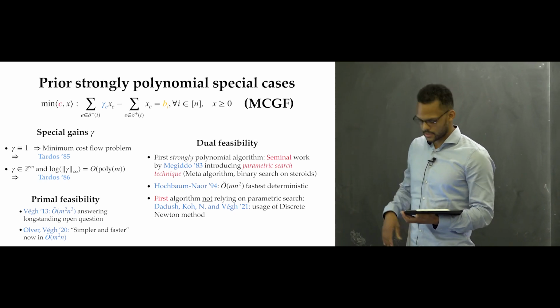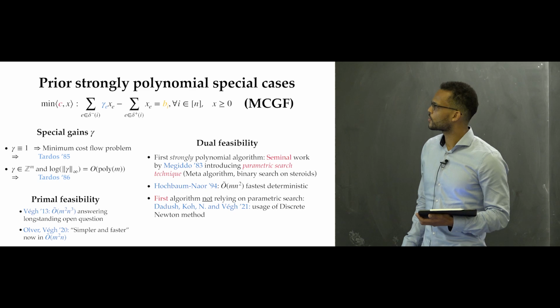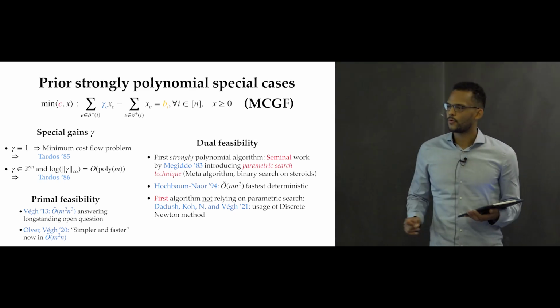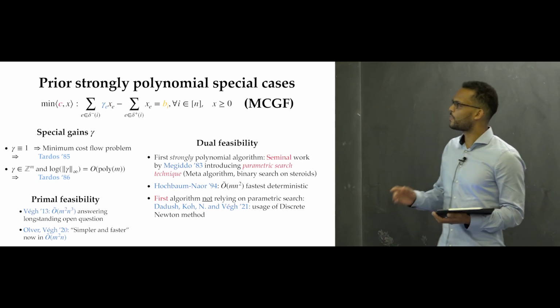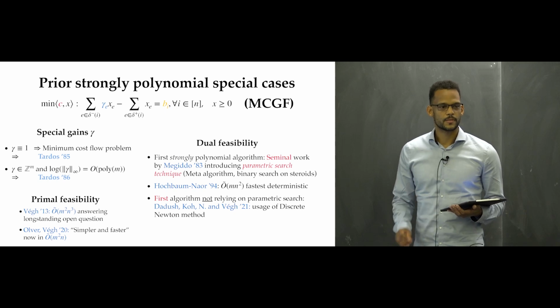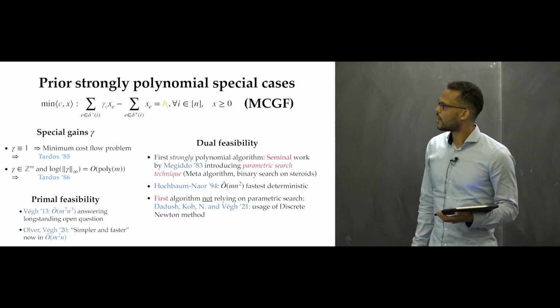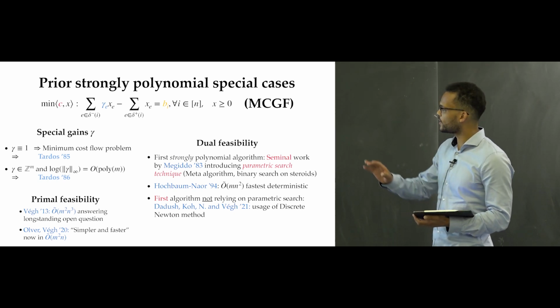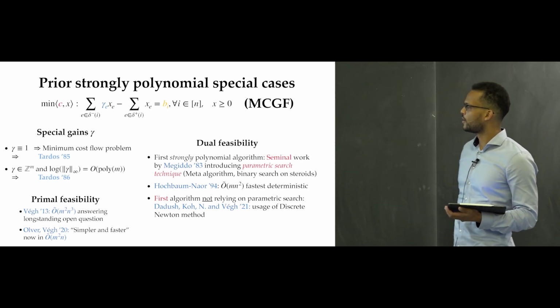So this is primal feasibility. Dual feasibility, which I have not written down here, is exactly the following problem. You have a bunch of inequalities, and in every inequality there are 2 variables appearing, or at most 2. So this is dual feasibility, and it turns out we have algorithms for that for much longer.